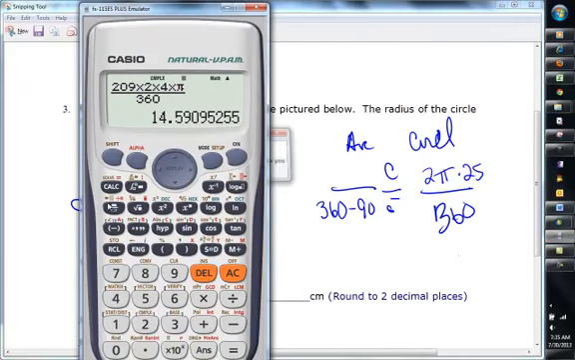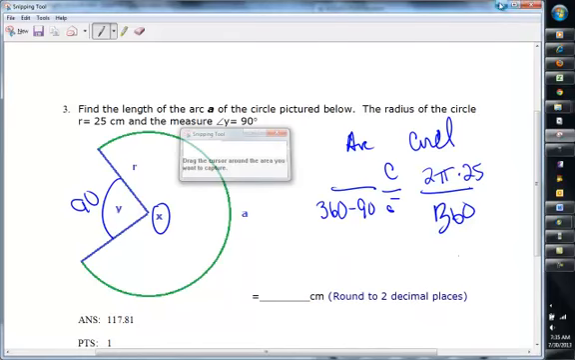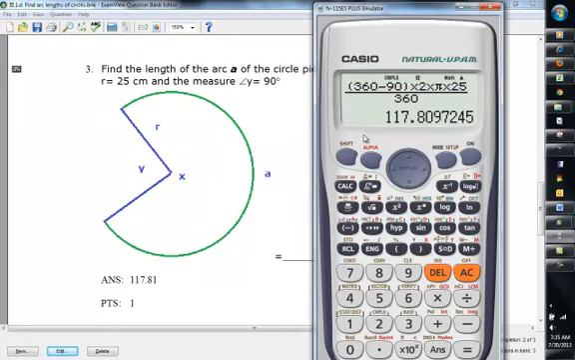We're going to have a fraction here, and let's use parentheses, 360 minus 90, which we know is 270. We could have done that. Times 2 times pi times 25 over 360, and we get 75 pi over 2, which is 117.81. This then is our lesson 3.1.D.